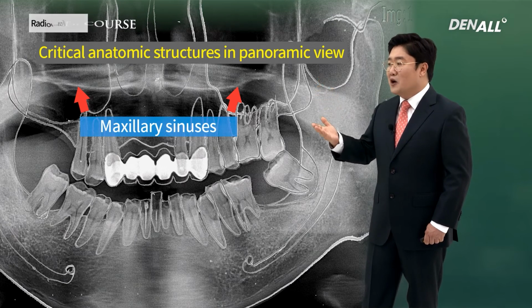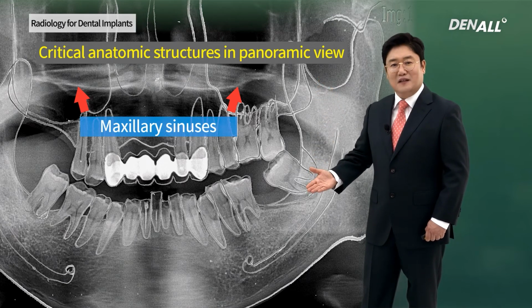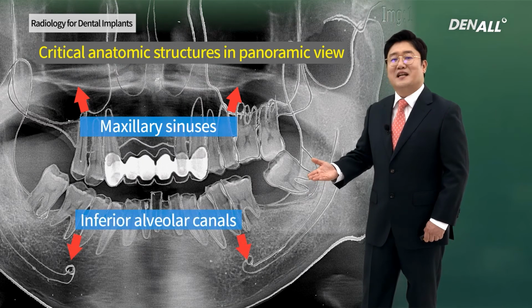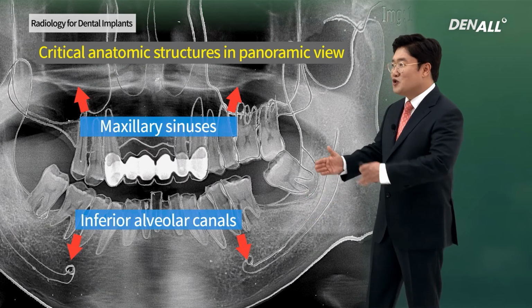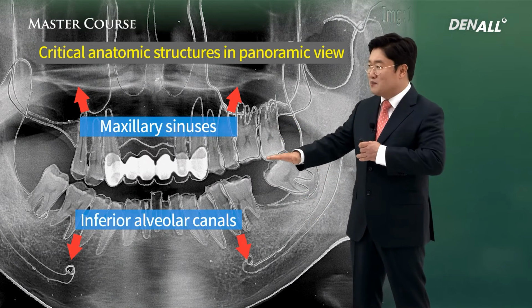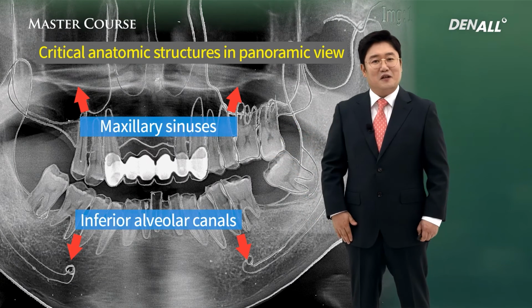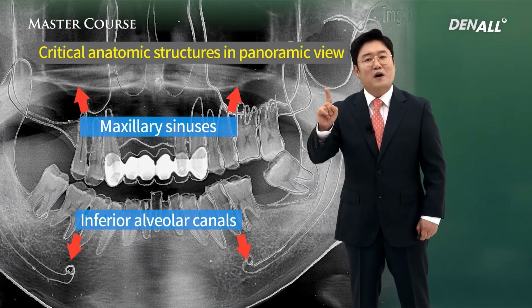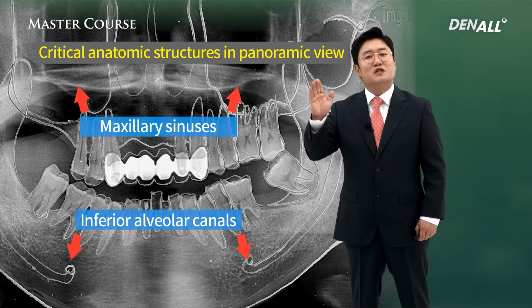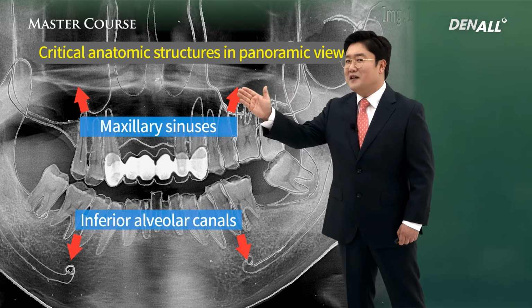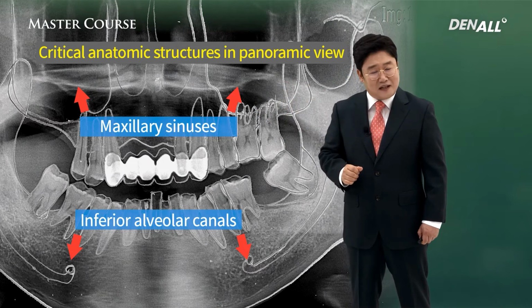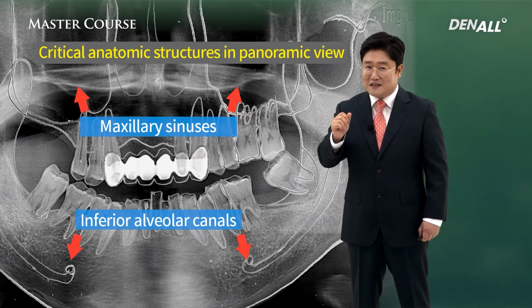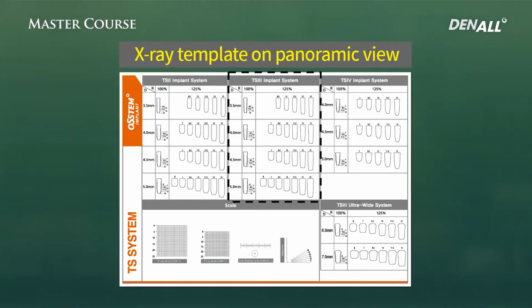And for lower jaw surgery, a very important anatomic structure, the inferior alveolar canals, their location in relation to adjacent teeth, and the height of defective bone were identified. Important anatomical structures were identified using the tracing. I hope you understand the purpose of using tracing.